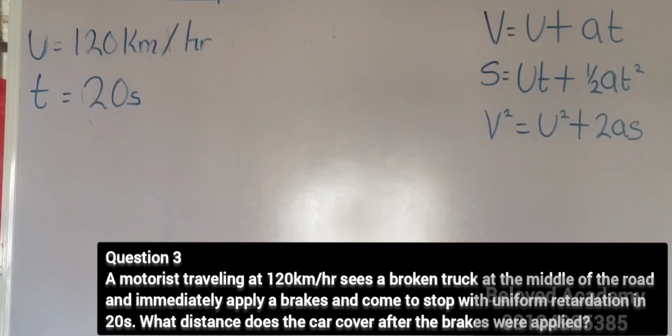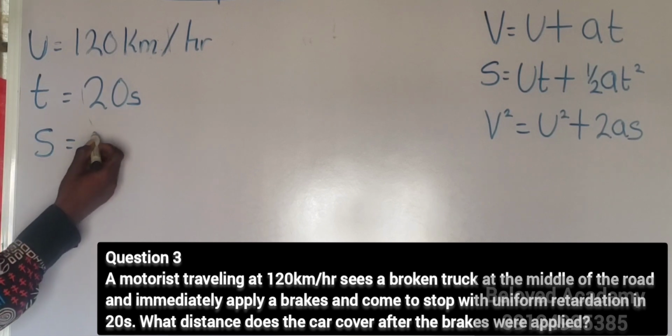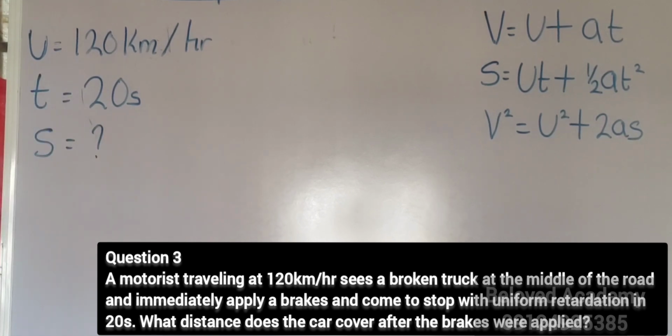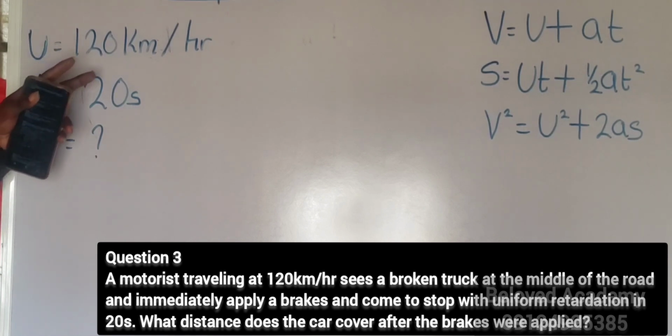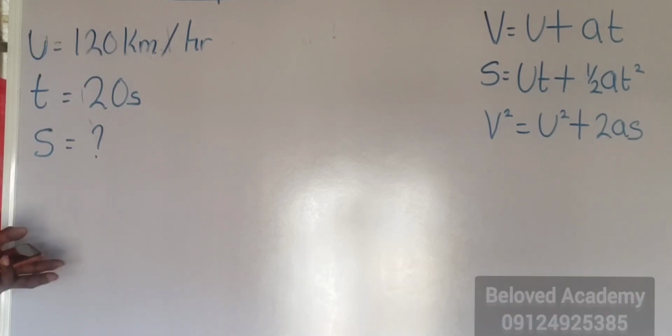Please, do you understand? The first step is that I'm just writing out the parameters that I was given in the question. Now, we are asked to calculate the distance that the car traveled after the brakes were applied. The distance S is equal to unknown. We don't know the value of the distance. Now we have to calculate the distance. Now, what's the first step? The first step is to change this to the SI unit, which is meter per second. The unit of velocity is meter per second. So change this initial velocity to meter per second.